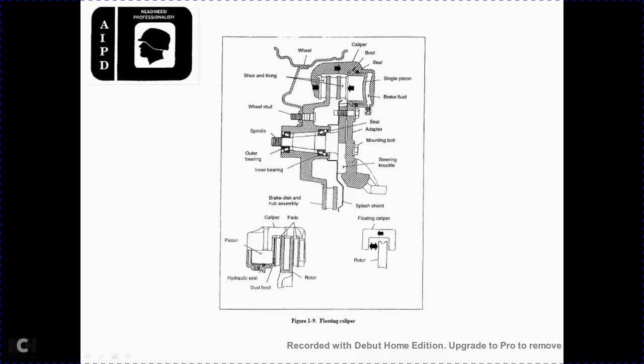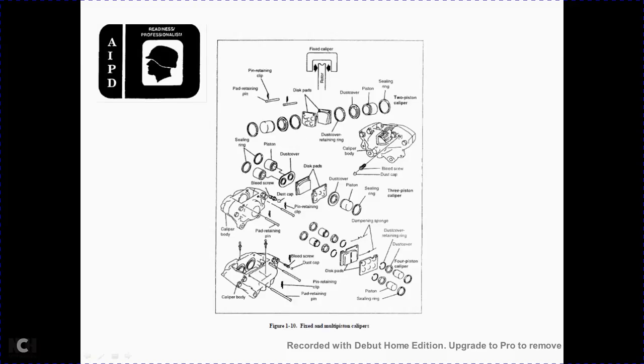1-9 Floating caliper. Shown from the top right, clockwise: caliper boot seal, single piston, brake fluid, seal adapter, mounting bolt, steering knuckle, splash shield, brake disc hub assembly, inner bearing, outer bearing, spindle, wheel stud, shoe lining, and wheel. From the bottom left-hand corner: pads, rotor, dust boots, hydraulic seal, piston, caliper, floating caliper, rotor. Fixed multi-piston caliper, rotor.